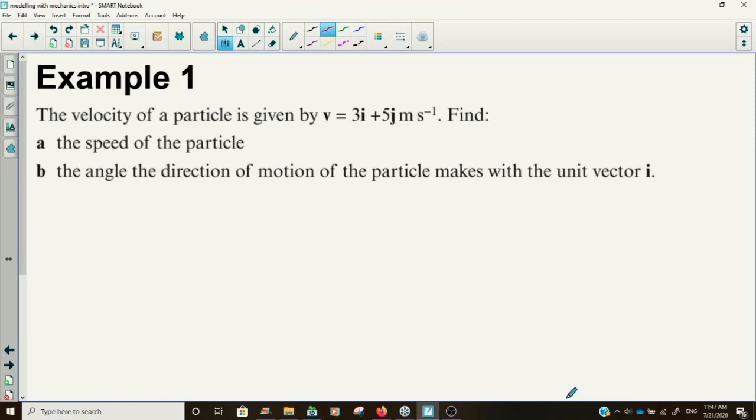Here we have an example where we're given the velocity of a particle as a vector, and we want to work out the speed and the angle the direction of motion of the particle makes with the unit vector i. So what's the angle that the vector makes with the horizontal? Right, let's start off with part a.